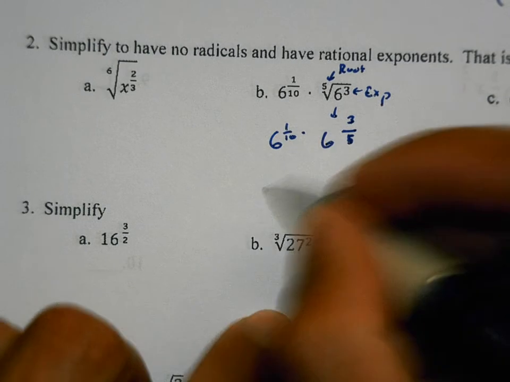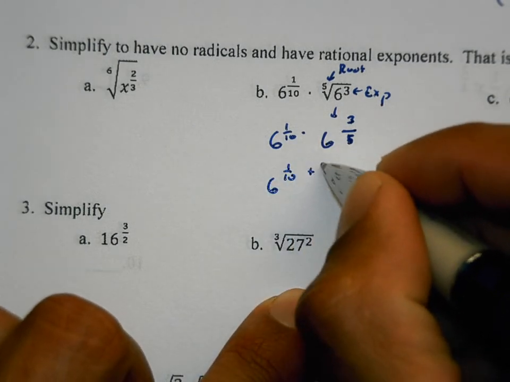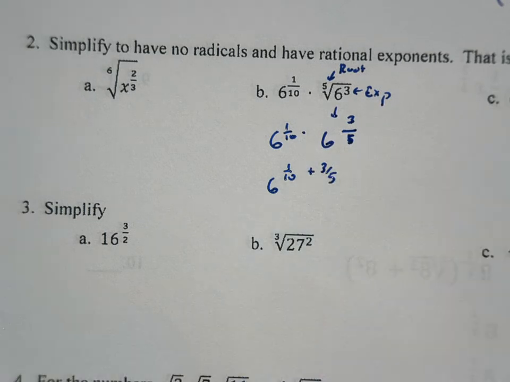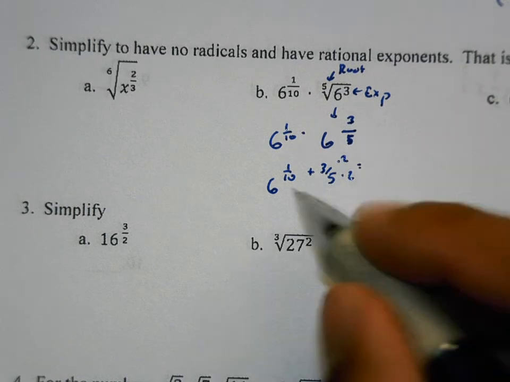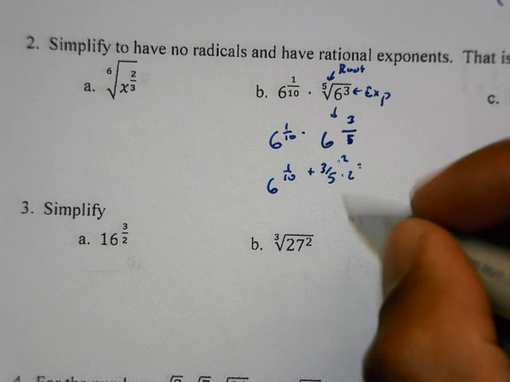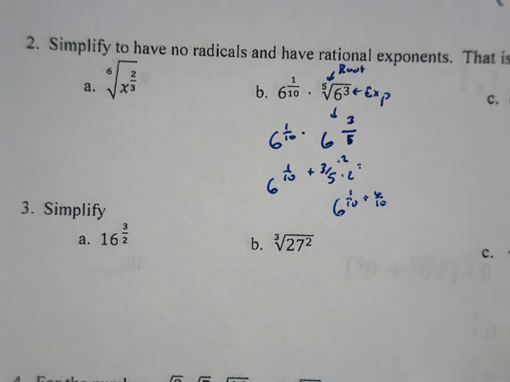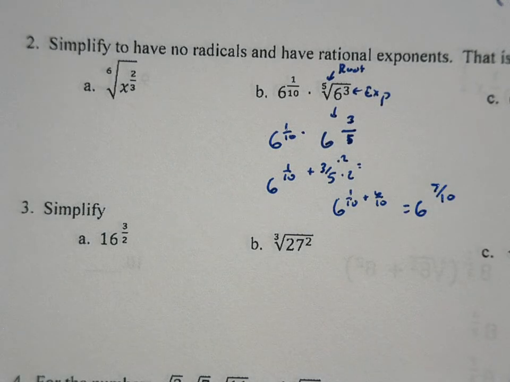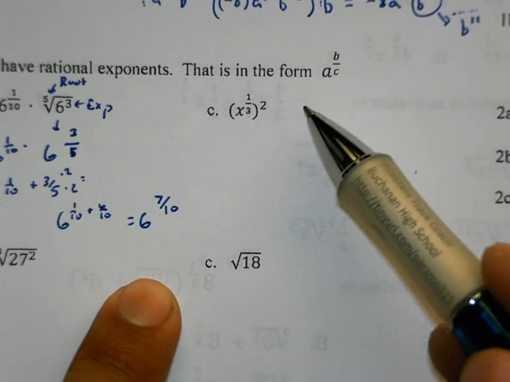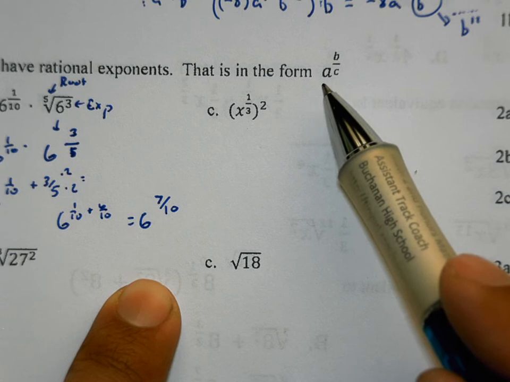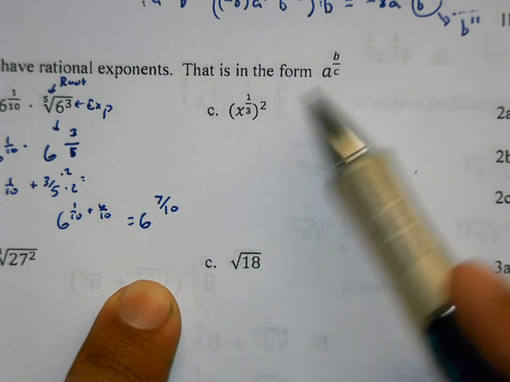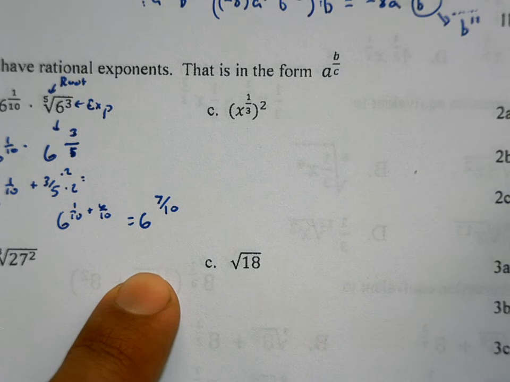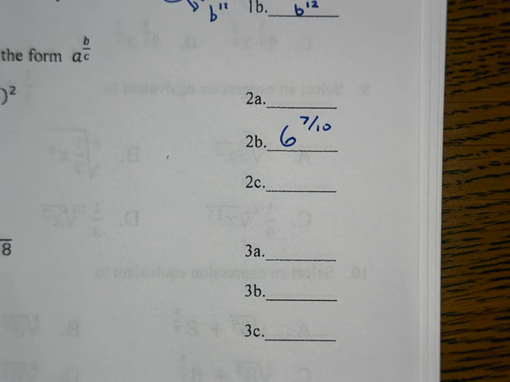Well, if they have the same base, what we can do is add their exponents. I can add 3/5 power plus the 1/10, but they have to have a common denominator when you do that. So I times by 2, and I have 1/10 plus 6/10. One-tenth plus 6/10 is 6 to the 7/10, and the directions specifically state to give your answer in a form that has a base to a fractional exponent. So that is in the same form. That's what we want it to be. My answer for 2B is 6 to the 7/10 power.